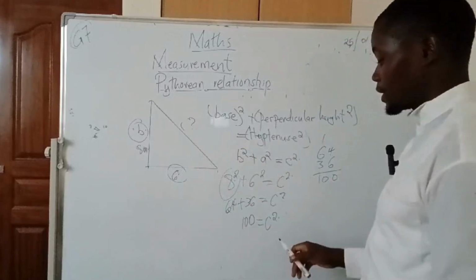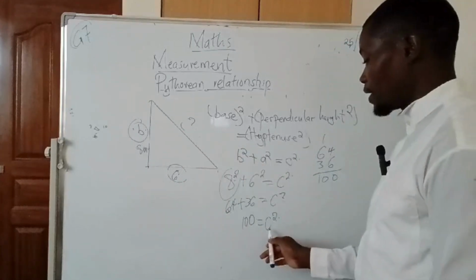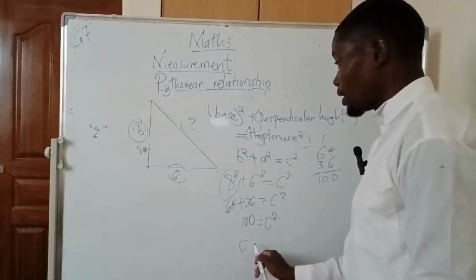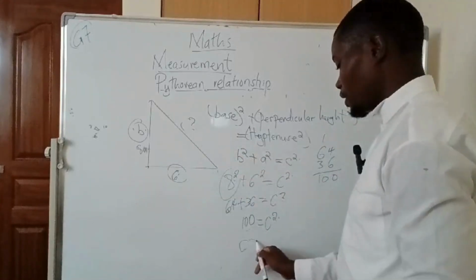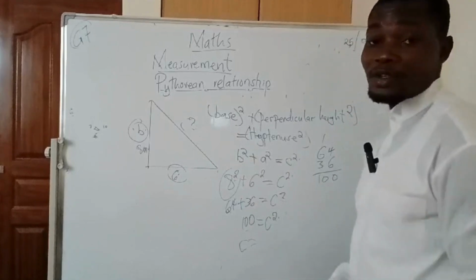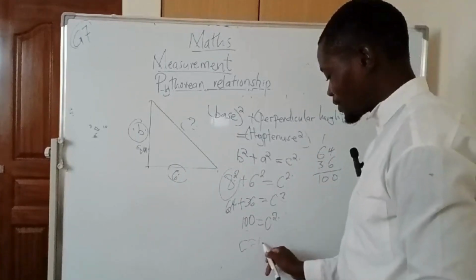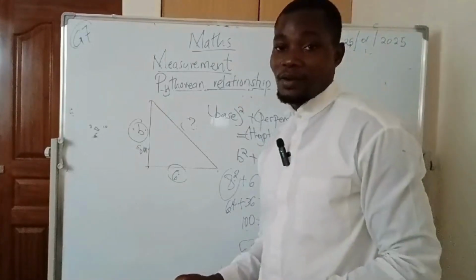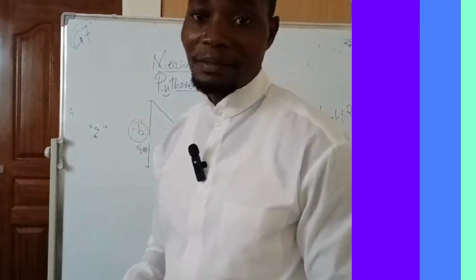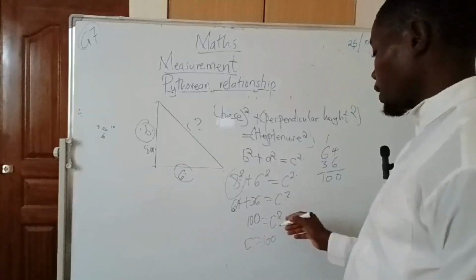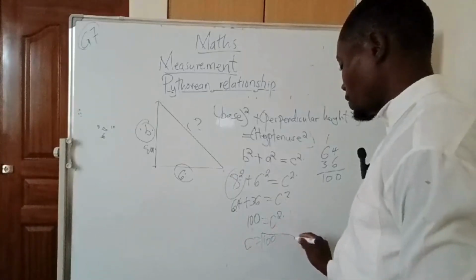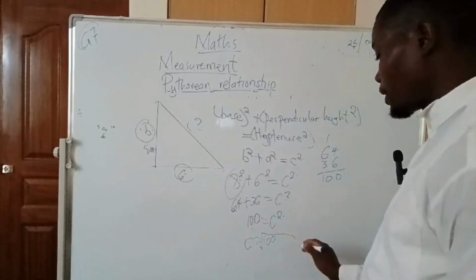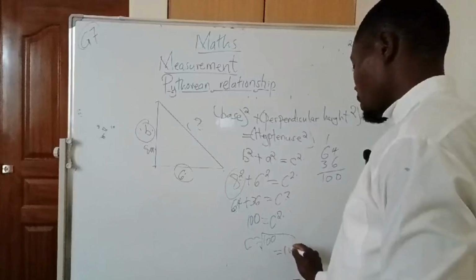This other side. So then it means this side is what? It is 16. So in short, we say c, which we have been given, is equal to 100 squared. We come to find its square root now. So what is the square root of 100? Definitely the answer will be 10.